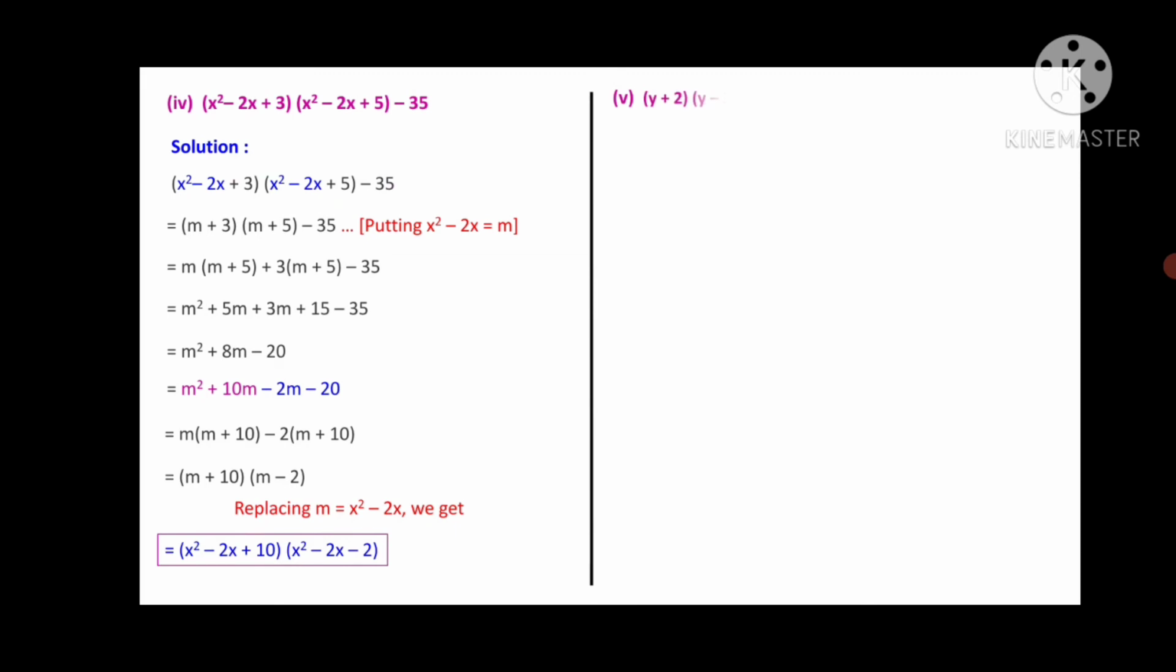Now we'll see problem 5. In one bracket y plus 2, another bracket y minus 3, third y plus 8 and fourth y plus 3, plus 56. Friends, we have to make the rearrangement of the terms in this given polynomial, that is y plus 2, y minus 3, y plus 8, y plus 3, plus 56. It can be written as y plus 2 in one and y plus 3, y minus 3 and y plus 8, plus 56. Now we will do the product.